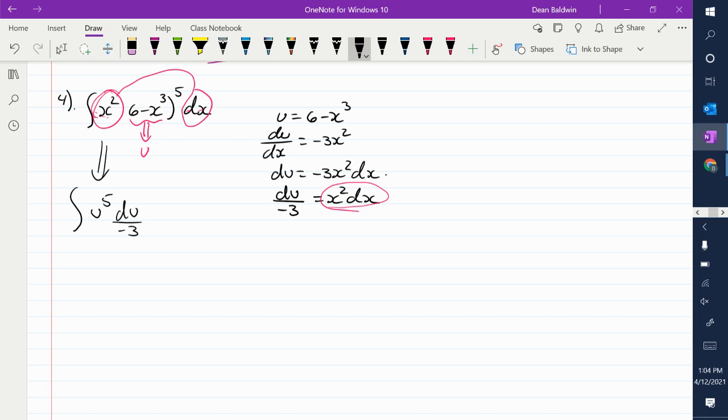Are we okay? Where did I lose you? I'm trying to get rid of this. I've gotten rid of this, right? That's my u sub. Now I need to get rid of these two. Well, if I have this and I divide off the negative 3, that is the same as that, so I can sub that in.